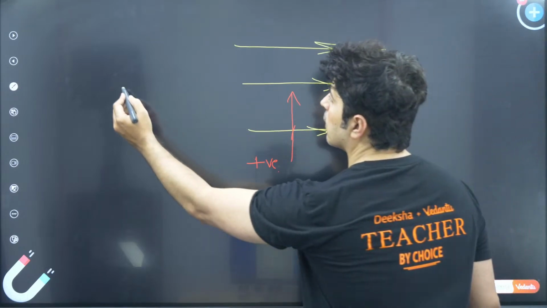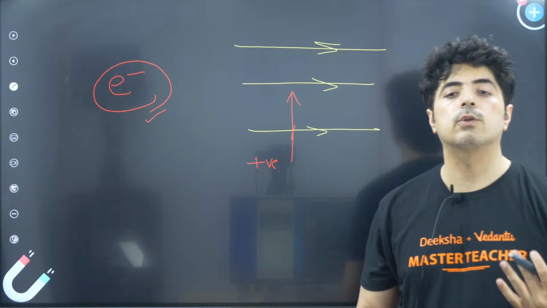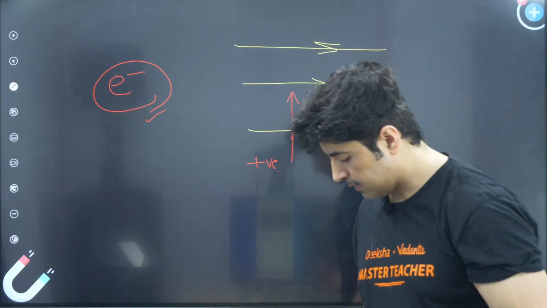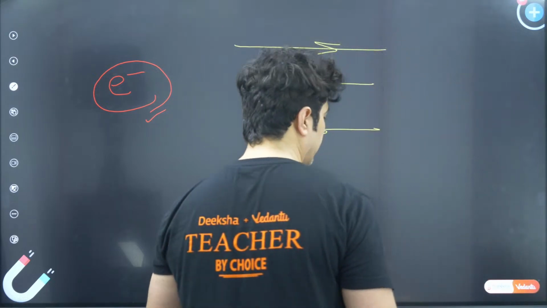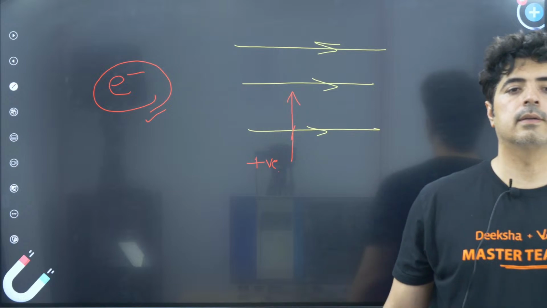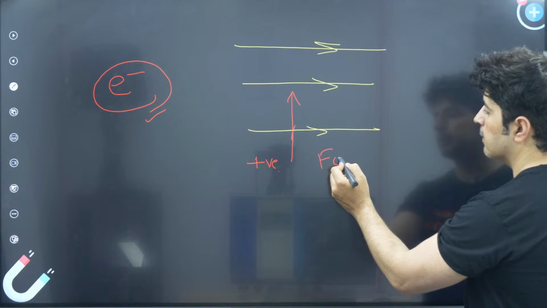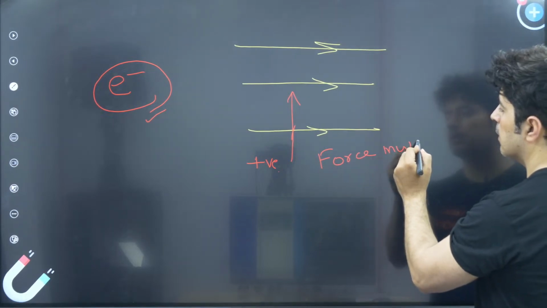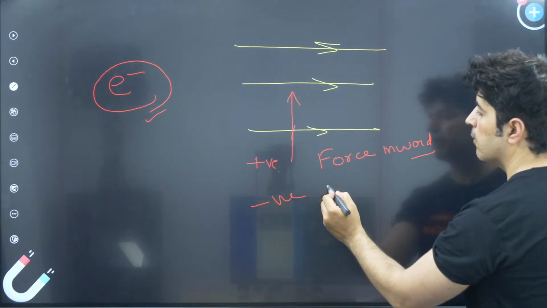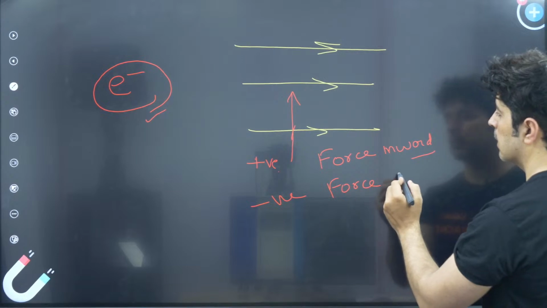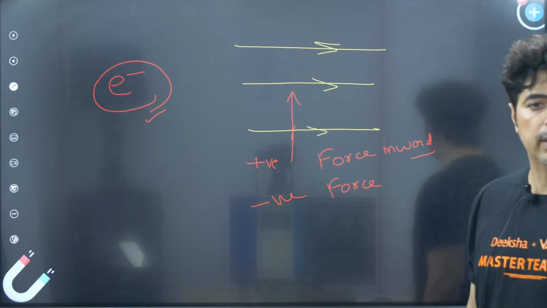The only specific case is the electron, which goes opposite to Fleming's left hand rule. So for electron, this force will be coming outward. So when there is a positive charge, force will be inward. I hope it's absolutely clear to everybody. If there is negative charge, force will be outward. Inward means going from outside to inside. Just take your thumb and you can realize what I'm talking about.